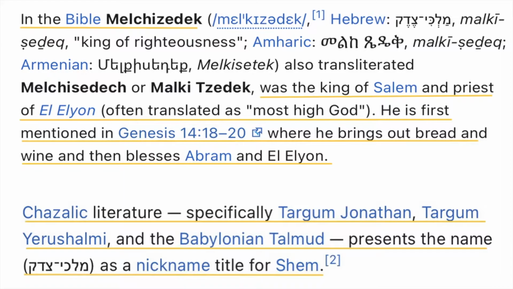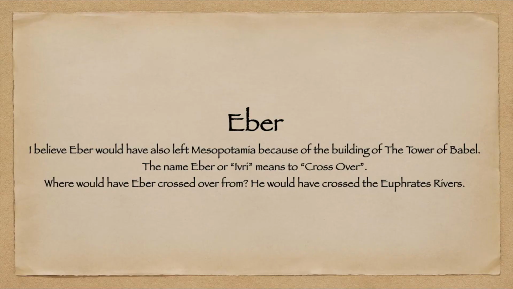Chesrolik literature, specifically Targum Jonathan, Targum Yerushalmi, and the Babylonian Talmud, represents the name in Hebrew right there as a nickname title for Shem. I believe that's Melchizedek in Hebrew, if I know my Hebrew correctly. But I believe Eber would have also left Mesopotamia because of the Tower of Babel when they began to build it. The name Eber or Ivri means to cross over.